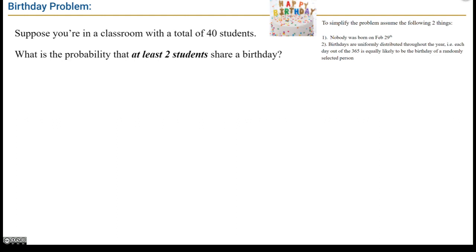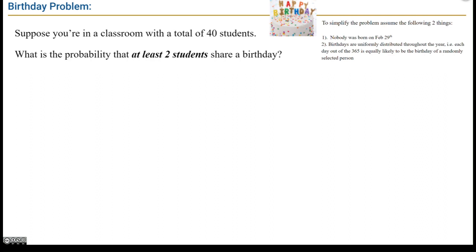All right, so here's the birthday problem in one form. Suppose you're in a classroom with a total of 40 students. What's the probability that at least 2 students share a birthday? Now, to simplify this problem, for our example, we're going to assume 2 things. We're going to assume no one was born on February 29th, and we're going to assume birthdays are uniformly distributed throughout the year. So we have equally likely outcomes for people's birthdays.